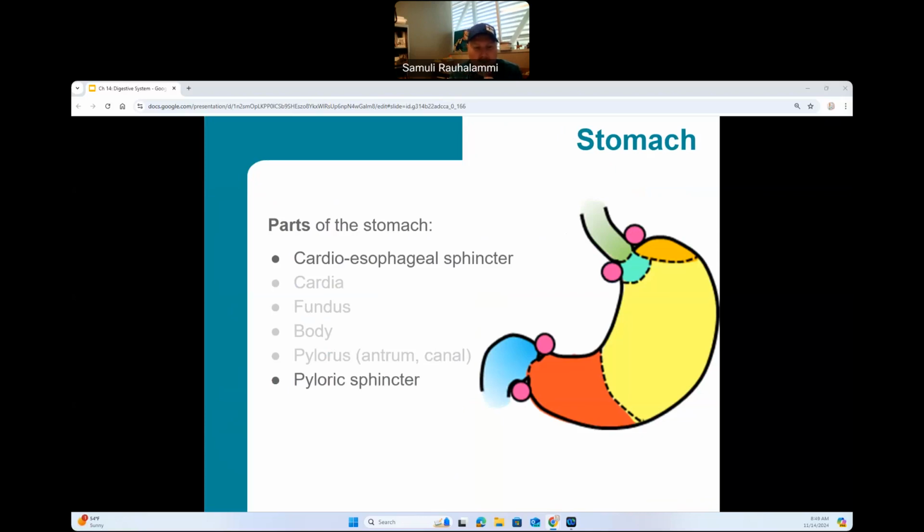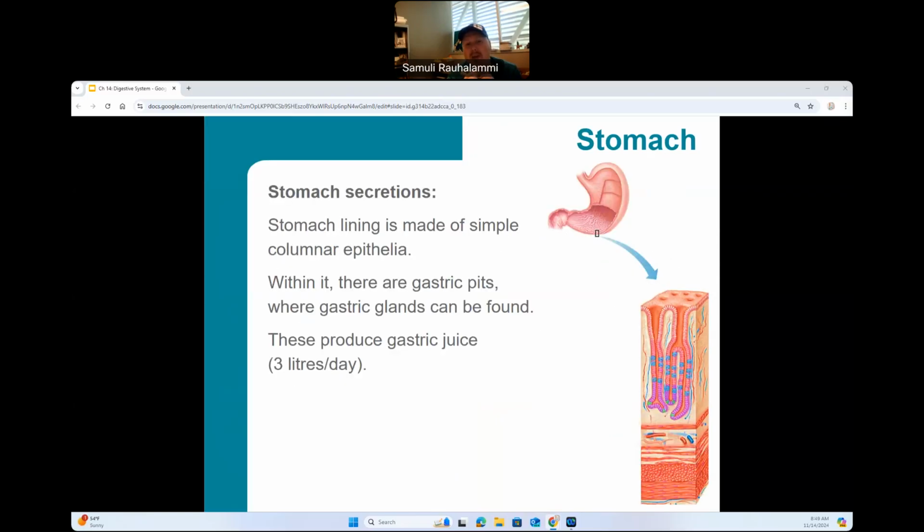Let's look at the stomach wall and lining, and that helps us to understand the secretions. So a stomach wall is made of simple columnar epithelia, and within it we see these dips known as gastric pits. And at the bottom of these dips we will find gastric glands. And these gastric glands produce gastric juice. And in fact, you end up producing about 3 liters of gastric juice per day. So let's unbundle those secretions of the stomach a little bit further.